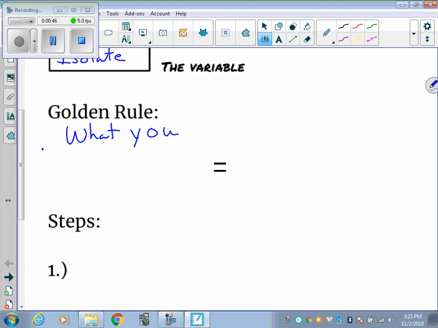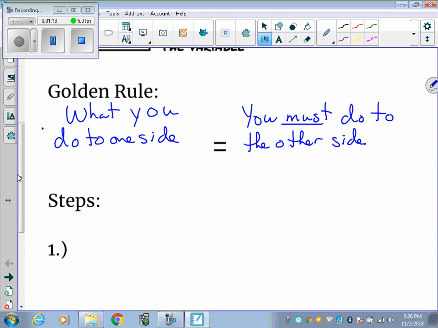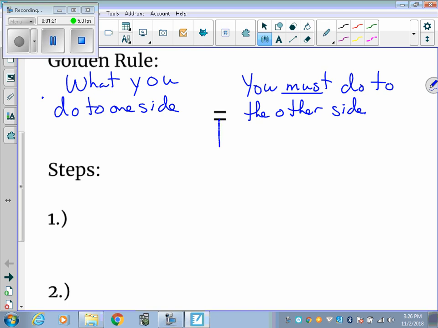So, what you do to one side means you must do to the other side. Got the side there, sorry, but I put it in there. So what you do to one side, you must do to the other. And the equal sign is what determines that. Again, if you need to, you just go ahead and draw that line down from the equal sign, and that way you have that barrier. Okay, I got to go do something to this side, I got to do it to the other side.